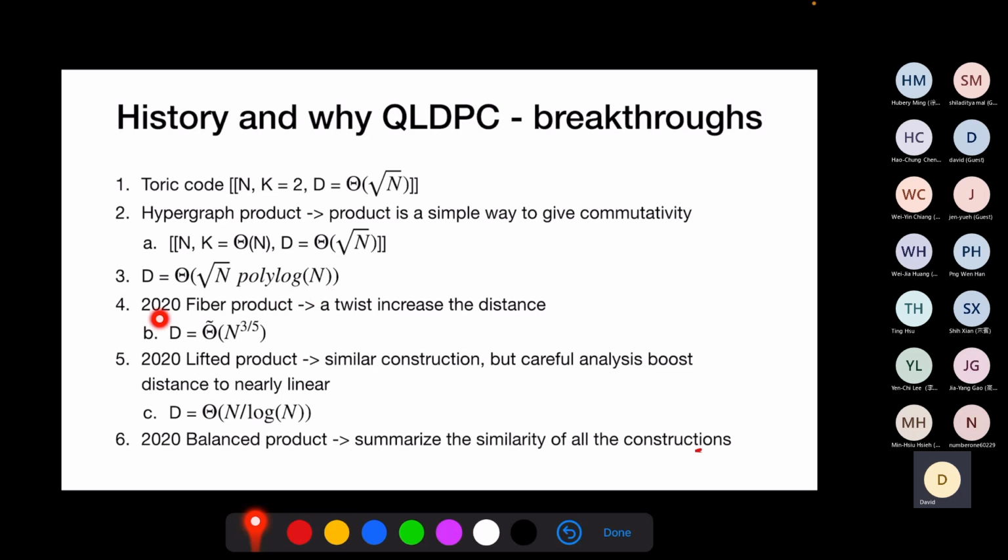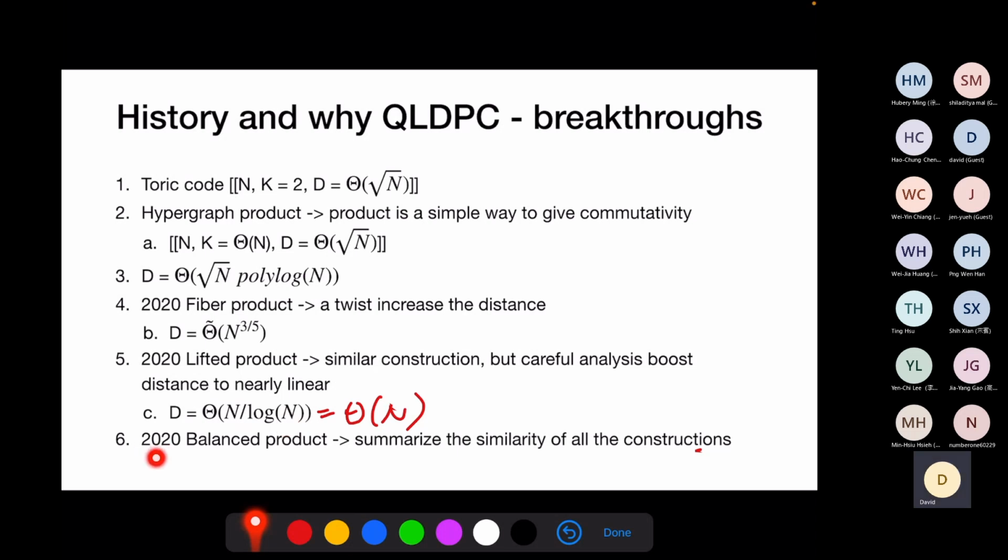It was not until last year that people were able to get a polynomial improvement, all the way to a polynomial greater than square root. There it was using a similar construction, but with a clever idea of a twist. And it turns out using a similar construction, but with a more careful analysis, you can actually do very well. That means your distance can be nearly linear, only off by a log factor. So for LDPC codes, we want D to be linear, and here they're already able to achieve N, off by a log factor.